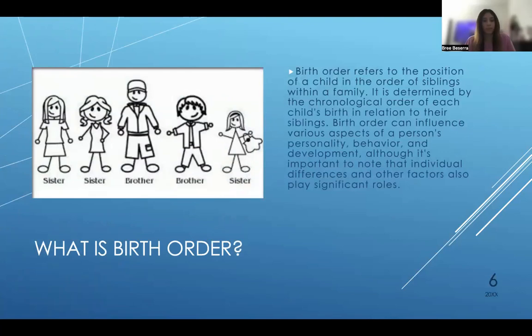What is birth order? So, birth order refers to the position of a child in the order of siblings within a family. It is determined by the chronological order of each child's birth in relation to their siblings. Birth order can influence various aspects of a person's personality, behavior, and development. Although it's important to note that individual differences and other factors also play significant roles.